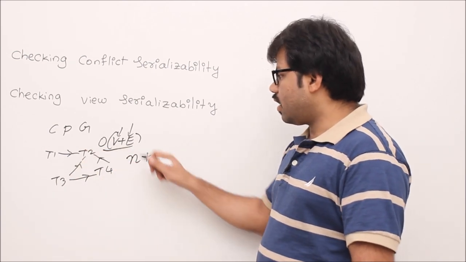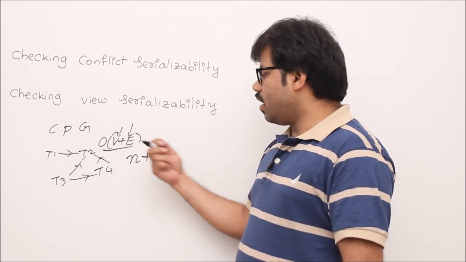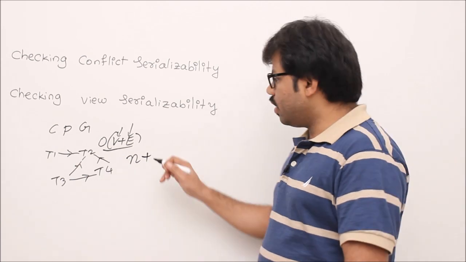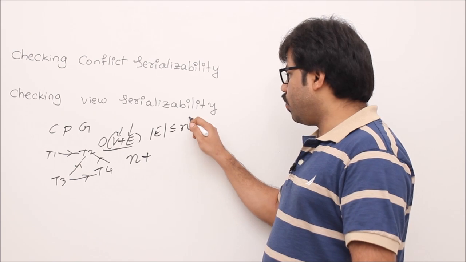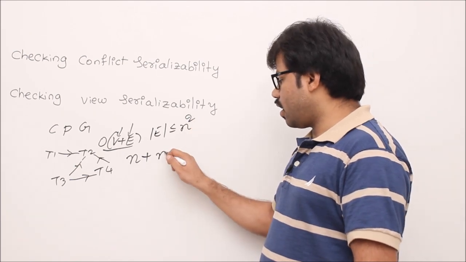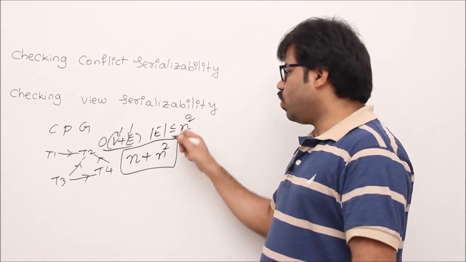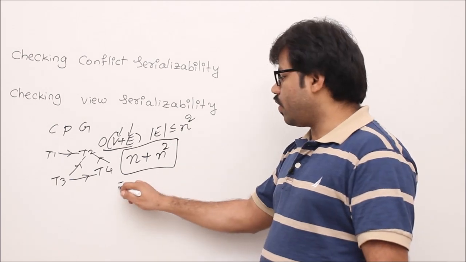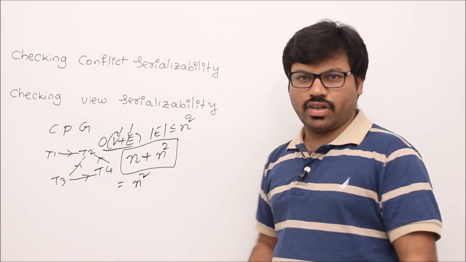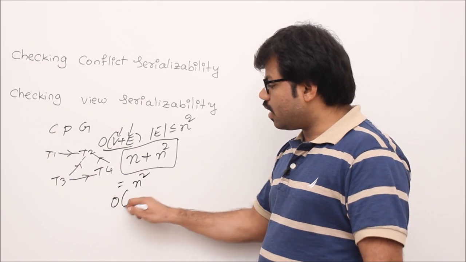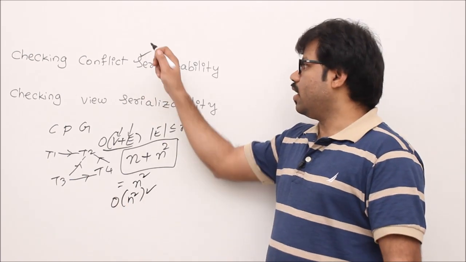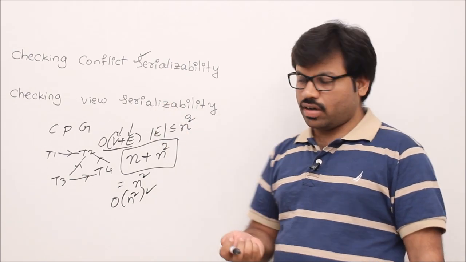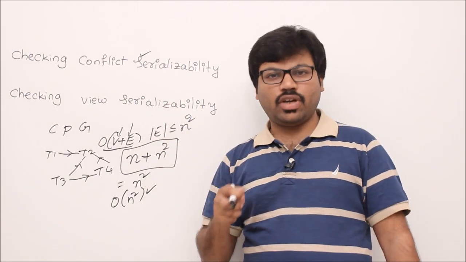The number of edges definitely will not be more than n square, correct? So the number of edges is always less than or equal to the number of vertices squared. We know that, right? According to graph theory. So n plus n square is asymptotically n square. As a rough idea, we can have an order of n square algorithm to check whether a schedule is conflict serializable or not. But checking view serializability is difficult.